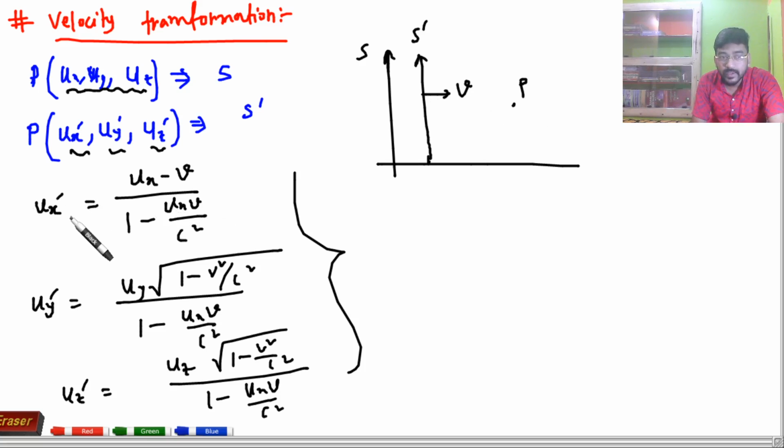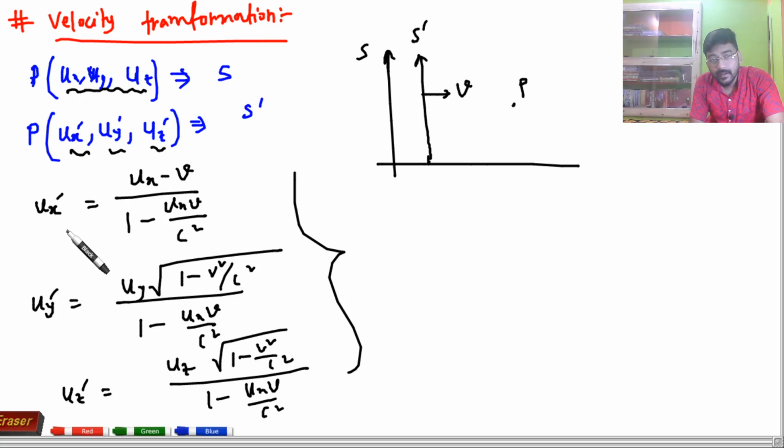But in ux dash the formula is different, that is ux minus v. This is the relative velocity, since the frame is moving along the x axis, so here it is ux minus v. And in other cases there is a different kind of situation, that is uy dash is equal to uy root over 1 minus v square upon c square, and uz dash is uz root over 1 minus v square upon c square. So these are the velocity transformation relations between the S and S dash frames.